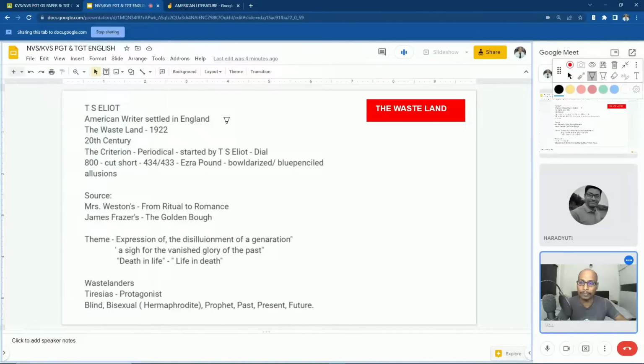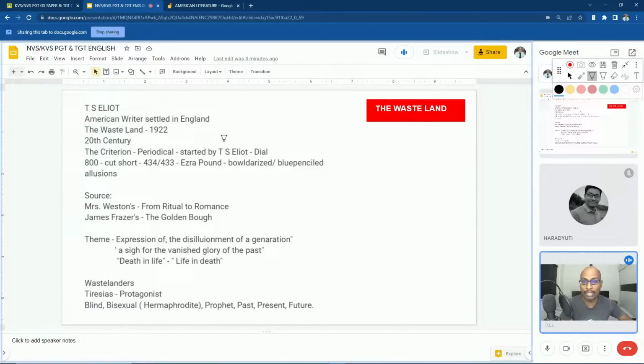How many lines, Goji? 800 lines. So the original composition of this poem by T.S. Eliot was 800 lines, but he cut it short to 434. There is a controversy whether the poem is actually 434 lines or 433 lines. Let us see, but from the examination point of view, it is 434 lines, because when I wrote the book, I wrote that this poem The Waste Land is blue penciled. That means they have decreased the length of the poem to 434 lines, which is also known as boulderized or blue penciled.